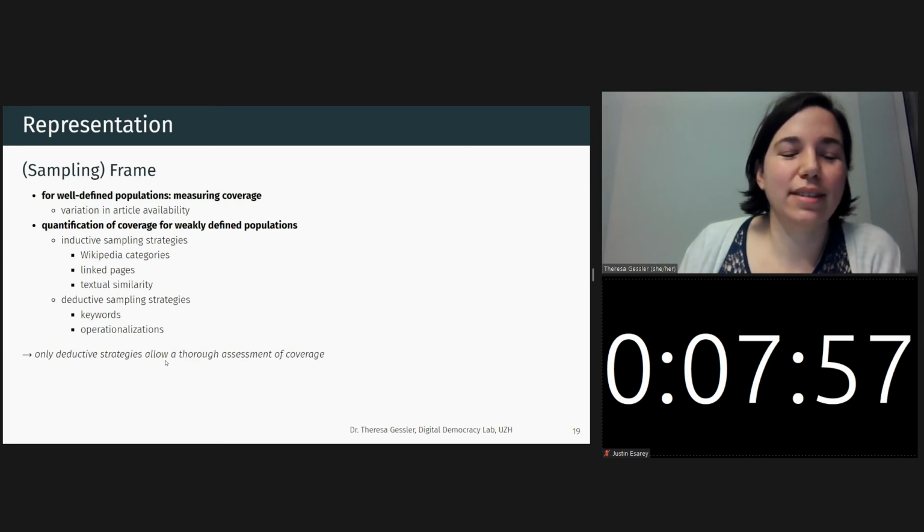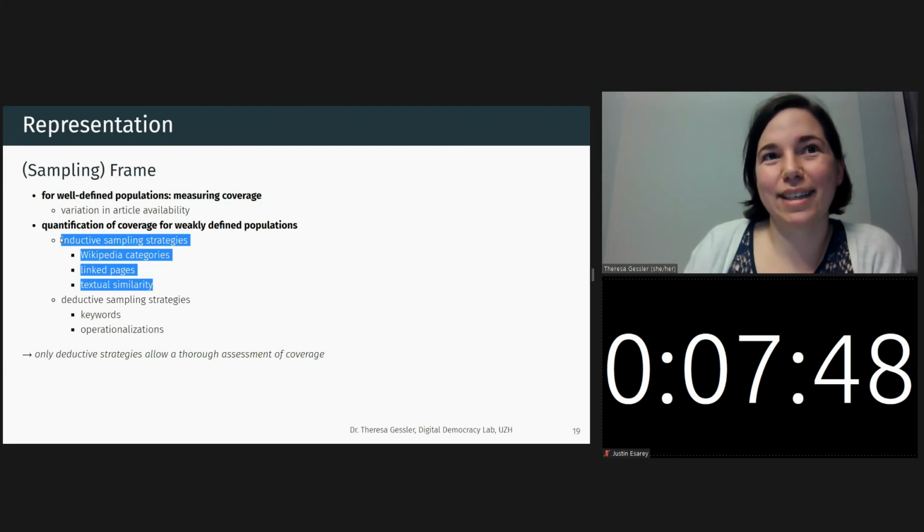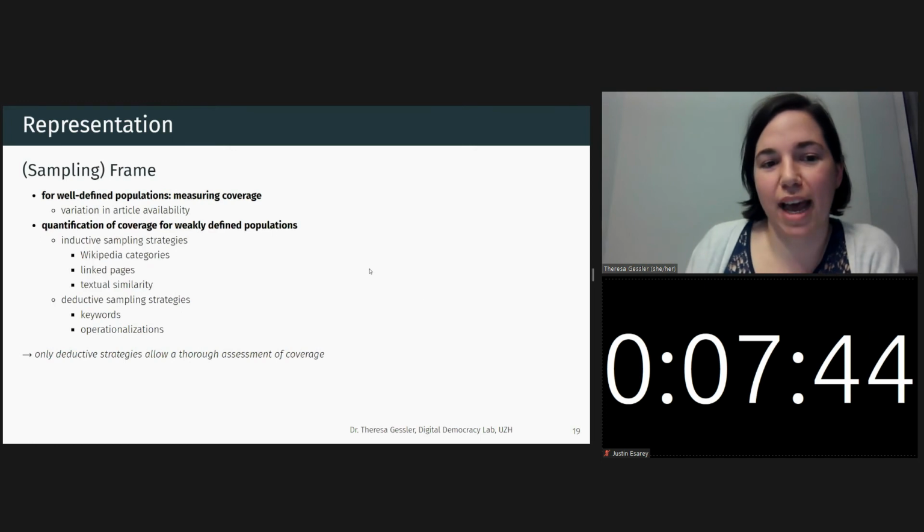And only these deductive strategies really allow a thorough assessment of coverage, because as soon as we start from the Wikipedia itself, we can never really get an overview of what is not covered on the platform.